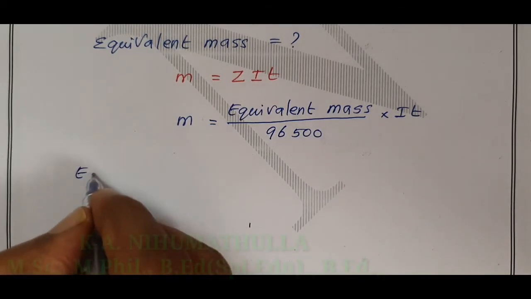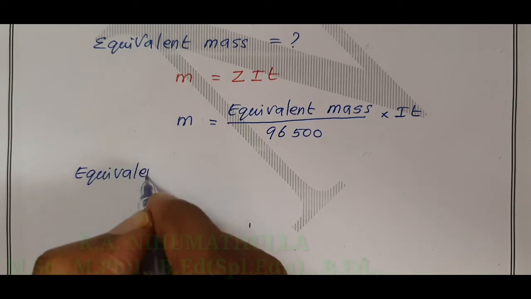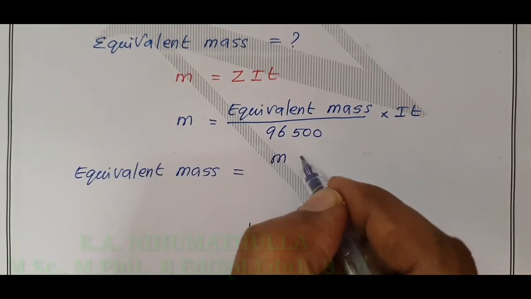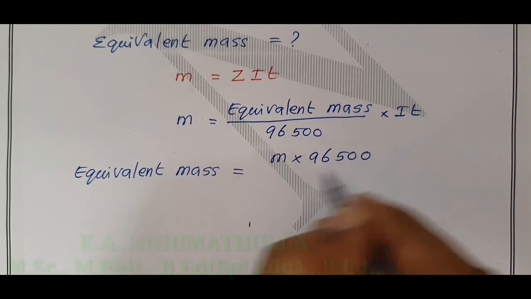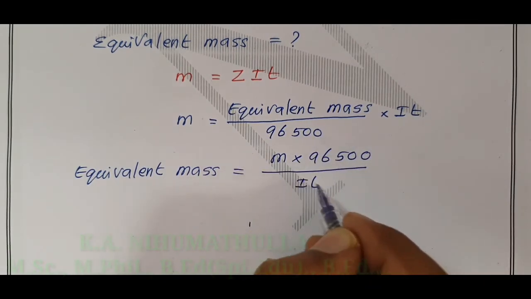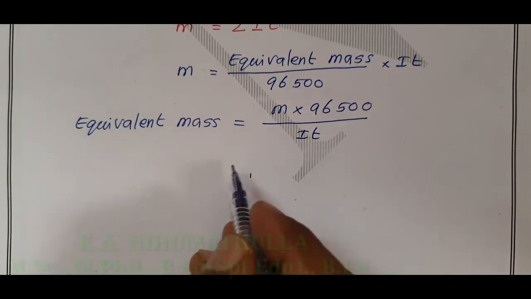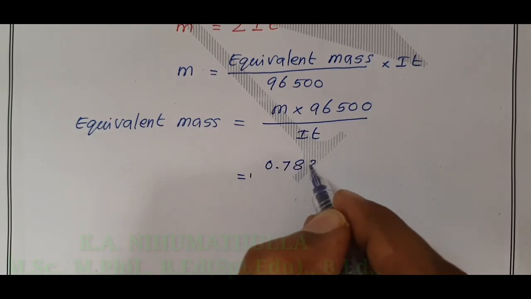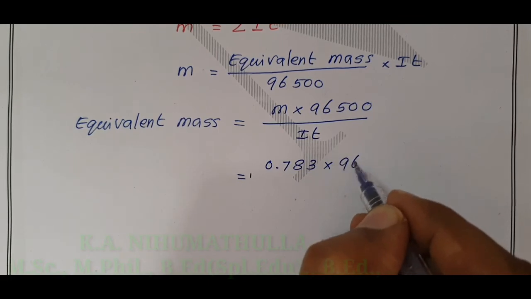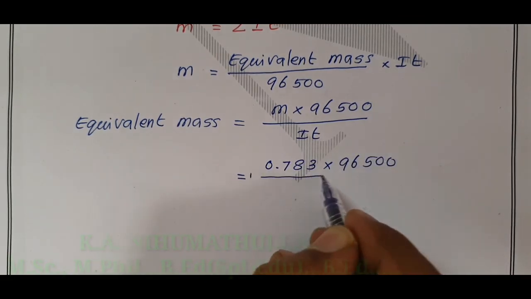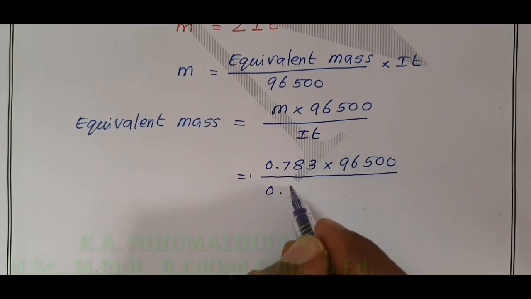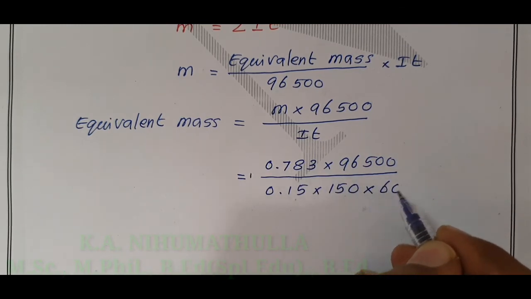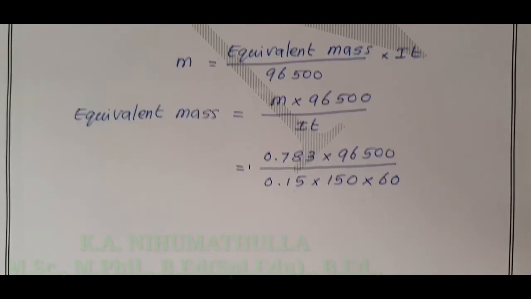So, equivalent mass is equal to M into 96,500 by I T. Mass is given in our problem, 0.783 into 96,500 by I, 0.15, into T, we take it as 150 into 60. If you use 15, the answer is changed.